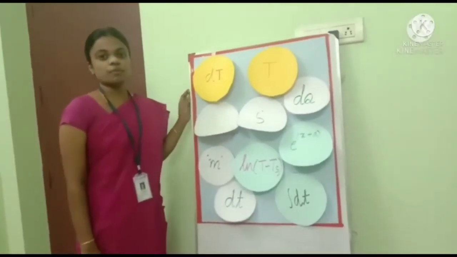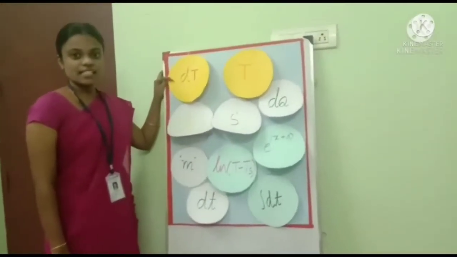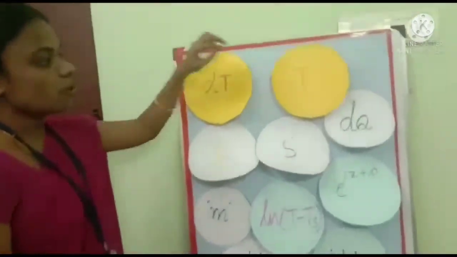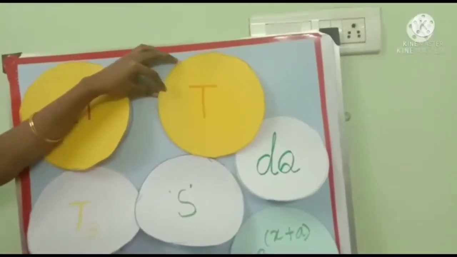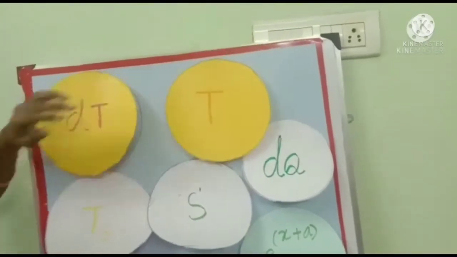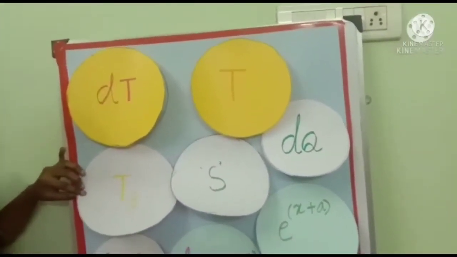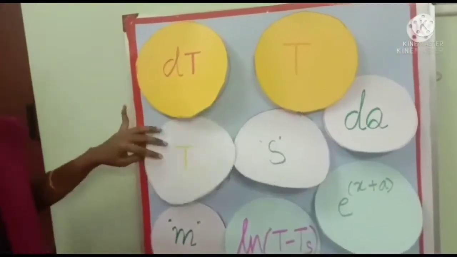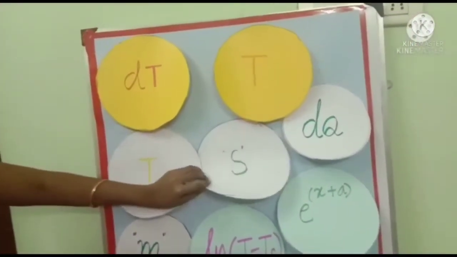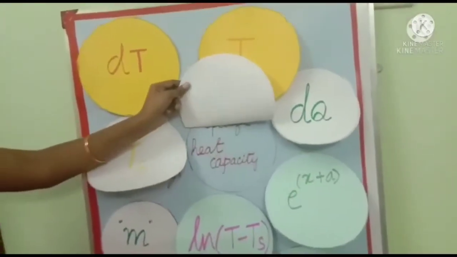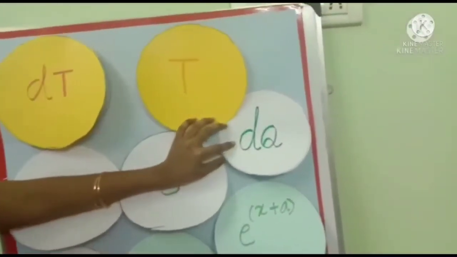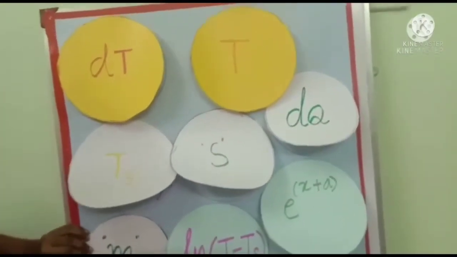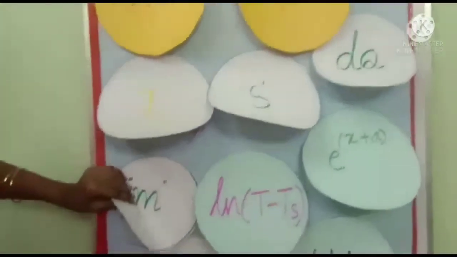Now, some of the terms from Newton's law of cooling. What is dT? dT is the change in temperature. What is T? T is the temperature of the body. And what is Ts? Ts is the temperature of the surroundings. What is S? S is the specific heat capacity. And what is dQ? dQ is the change in heat. And what is m? m is the mass of the object.